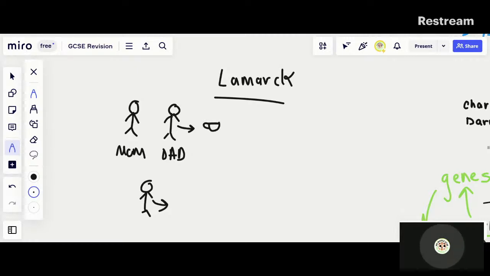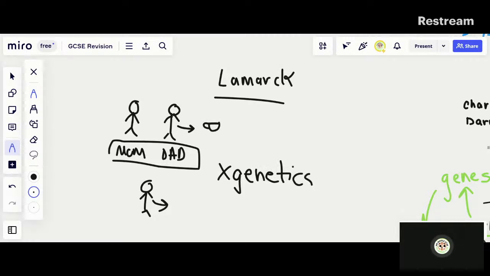Now, the reason why this was proved wrong was because if you're using a characteristic more, it doesn't change the organism's genes. This is an environmental change. This is not a genetic change that occurs. So because it's not anything to do with genetics, Lamarck's theory was proved wrong.